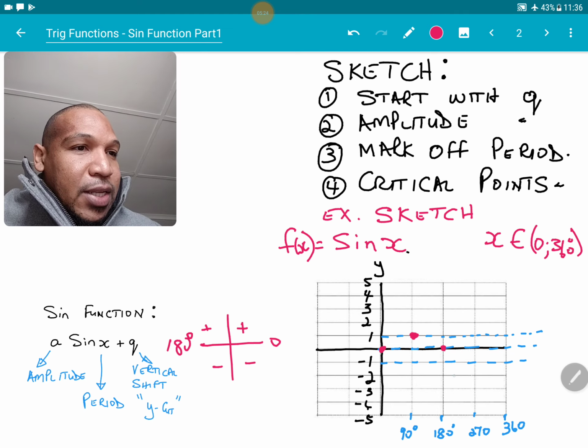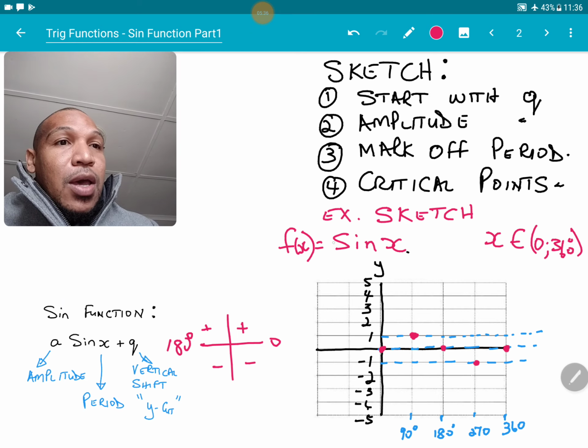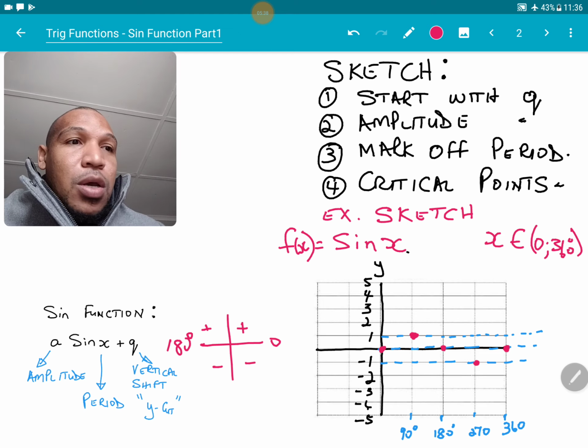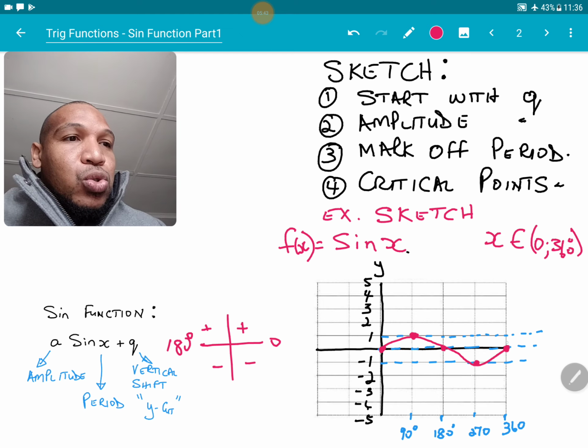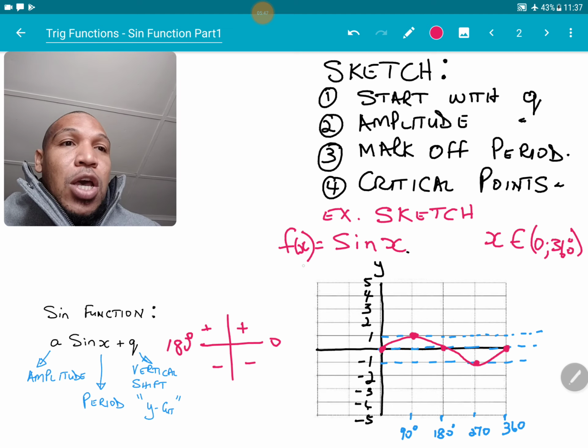So between 180 degrees and 360 degrees is negative, and our turning point is going to be at negative 1. Our turning point was at 1 because our amplitude is 1. And then we simply connect the dots, and there's our sketch. That's how easy it is. So this is for f of x equal to sine of x, where x is an element of 0 to 360 degrees.